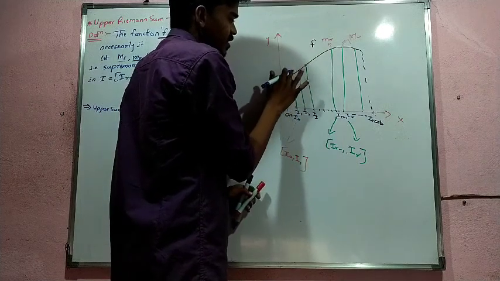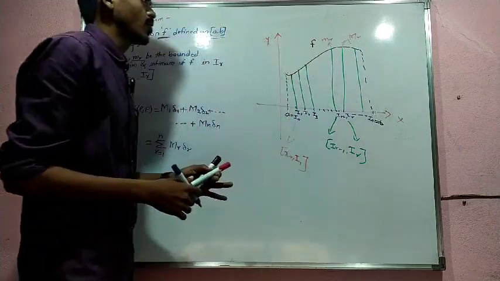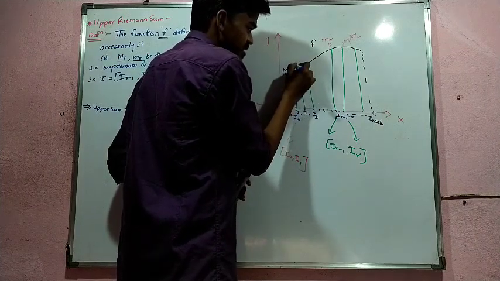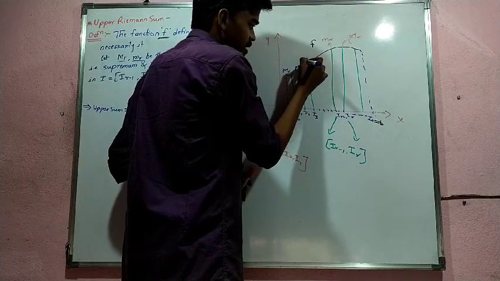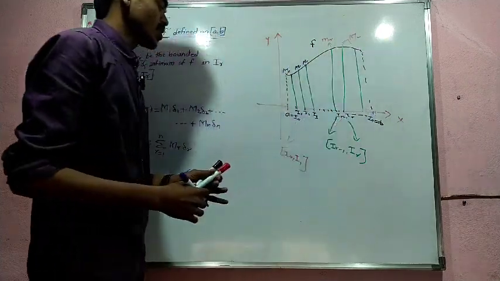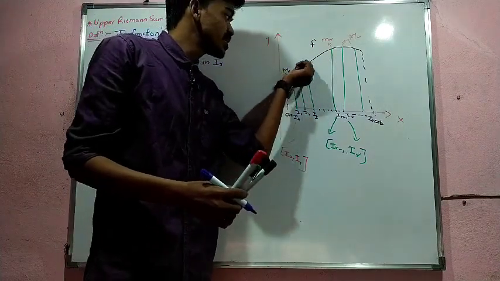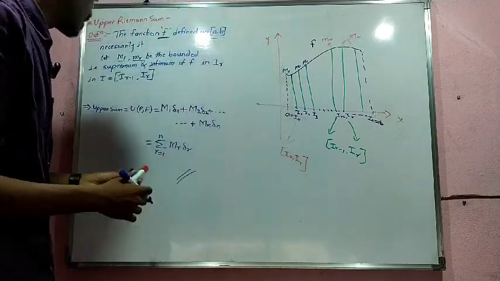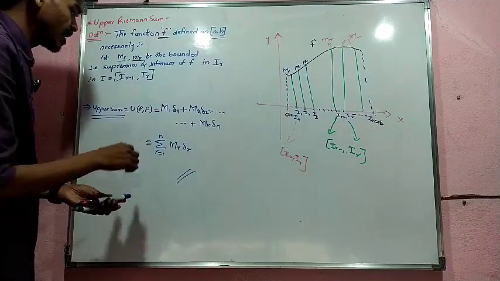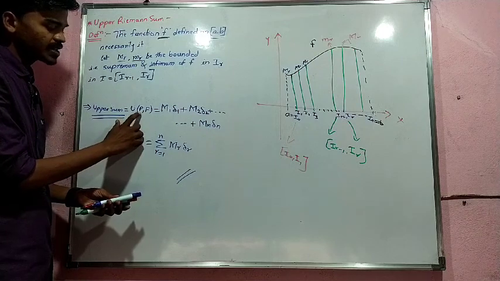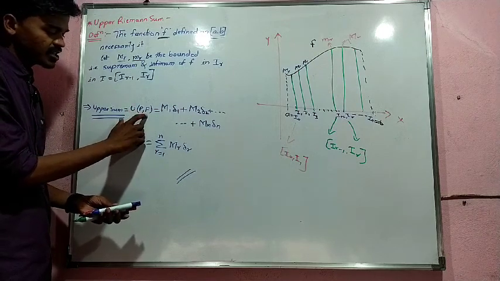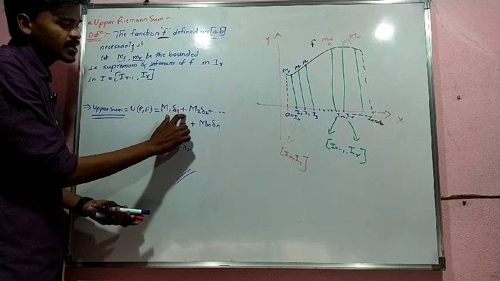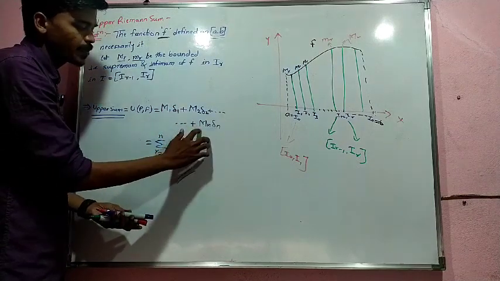First, for the upper Riemann sum we take the supremum in all these intervals. Here the supremum is this Mr, again in this interval is this Mr, and in this interval capital Mr, and so on. After this, we take the sum of these supremums with respect to their delta, where delta means the length of the interval. We define the upper Riemann sum of function f over the partition P as capital M1 delta 1 plus capital M2 delta 2 and so on, capital Mn delta n.